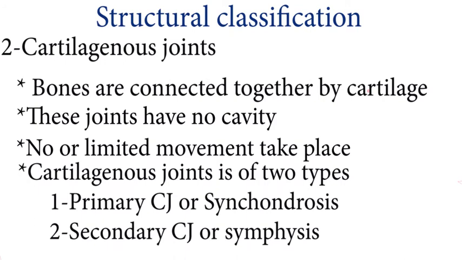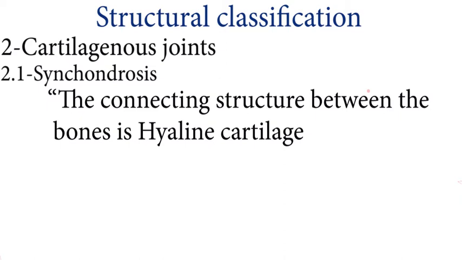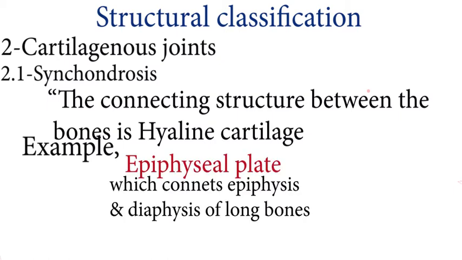Cartilaginous joints are of two types, depending upon the cartilage which is present between the joints. First is primary cartilaginous joints or synchondrosis, and secondary cartilaginous joints or symphysis. In primary cartilaginous joints or synchondrosis, the connecting structure between the bones is hyaline cartilage. Its example is the epiphyseal plate, which connects the epiphysis and diaphysis of a growing bone.